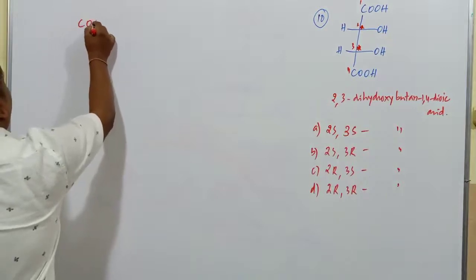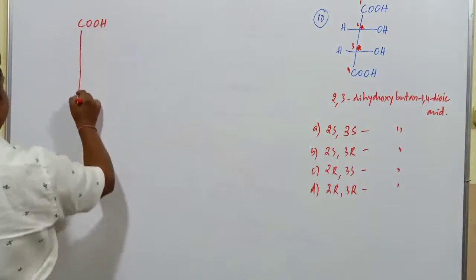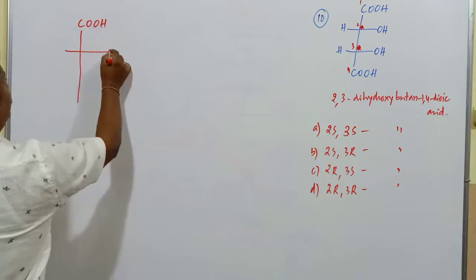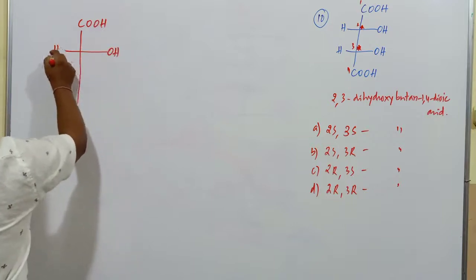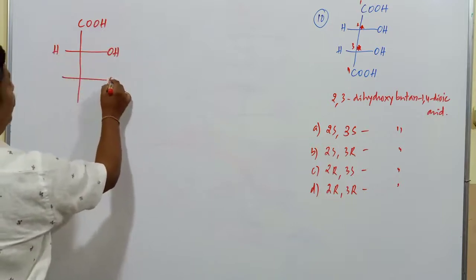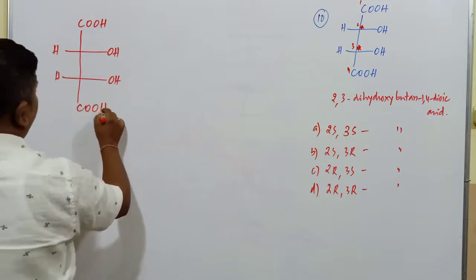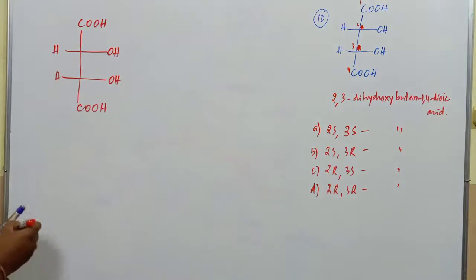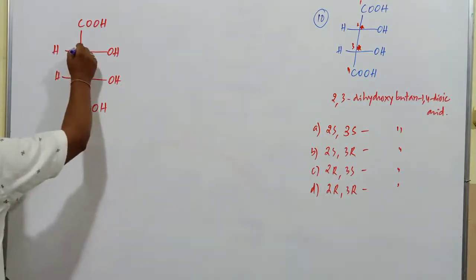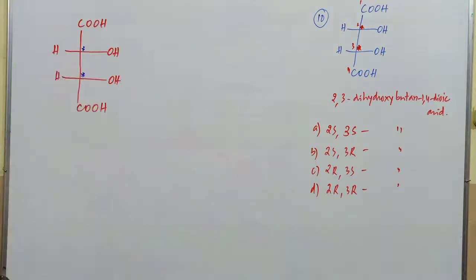This is COOH, and here OH is there. This is H. Next one OH, this is H, and here it is COOH. Same structure I have mentioned here. Now these two are found to be the chiral carbon atoms. This is a chiral carbon atom.